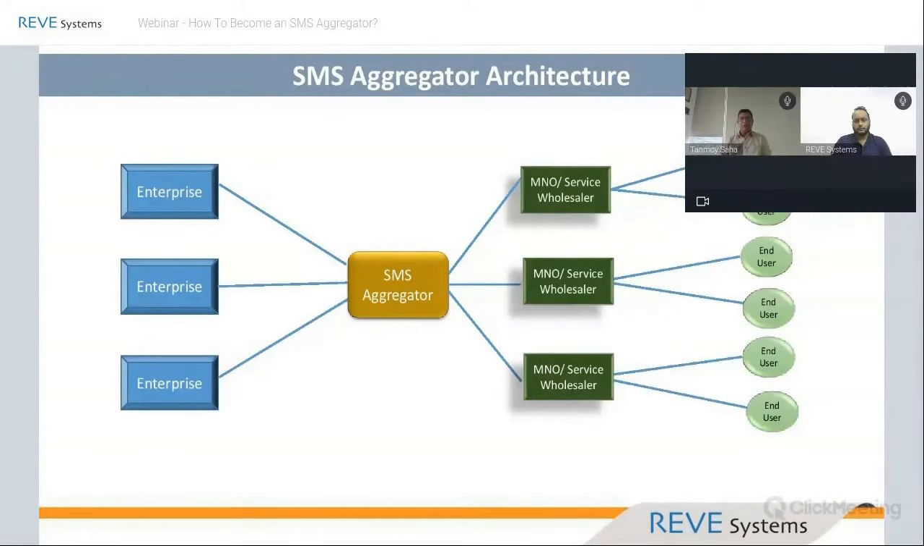Now, if we talk about the SMS aggregator's architecture, I hope you can already visualize it from our discussion: the enterprise gets connected with the SMS aggregators, the SMS aggregators create the connection with the operators, and the operators finally send the SMS to the subscriber. This is how the architecture is built for the SMS aggregators.